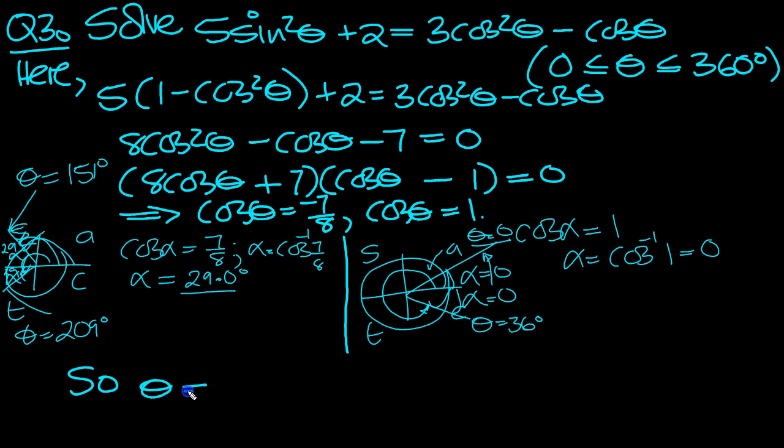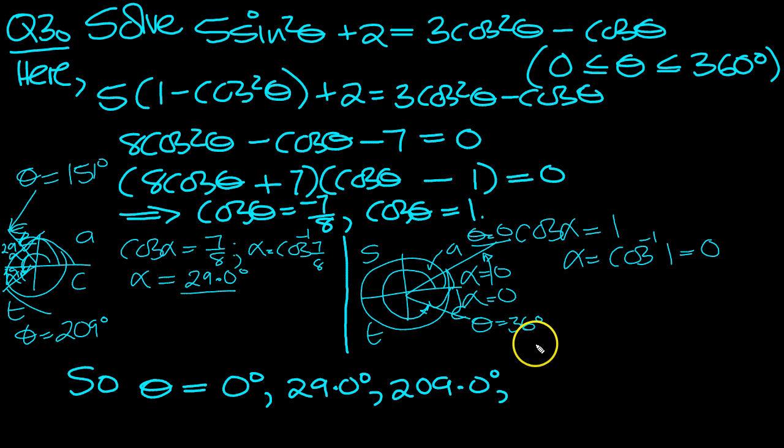So from our work there then, we can now summarize. So theta is equal to 0 degrees was the first one, 29.0, and then 209.0, and lastly we've got 360 that should read, shouldn't it? So let's put that in, 360 degrees, there we go.